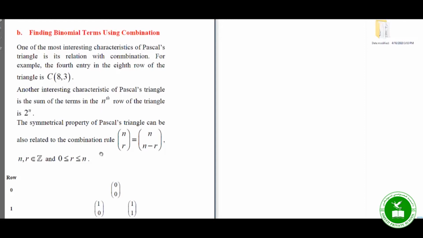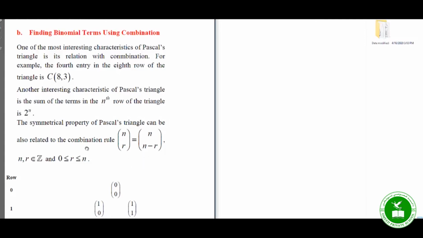an example. If you want to find the fourth entry in row 8, it will be the combination of choosing 3 from 8. Here 8 shows the number of the row and 3 shows the number of the entry minus 1, or 1 less than the number of the entry. Another characteristic of Pascal's triangle is that the sum of the terms in the nth row is 2 to the power of n, which is the total number of subsets chosen from a set with n elements.